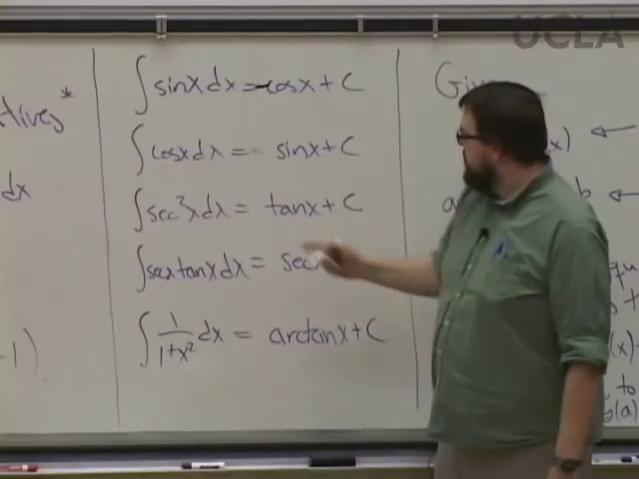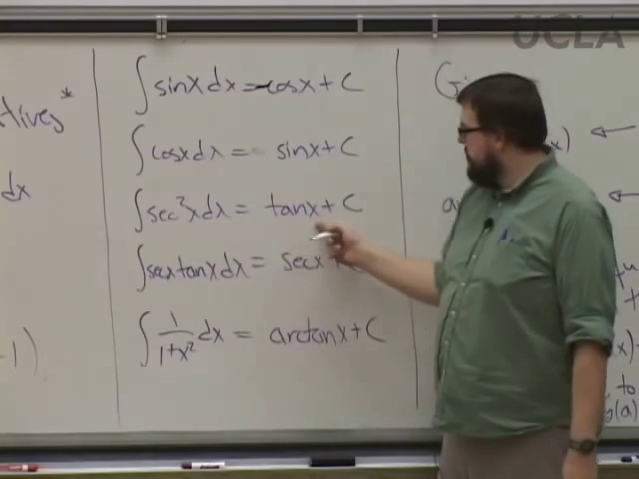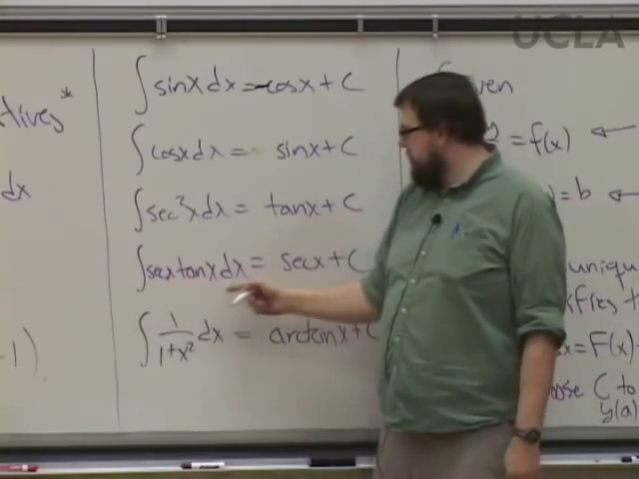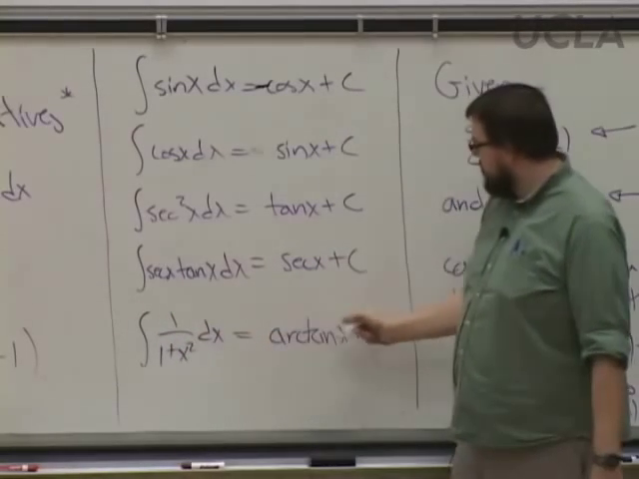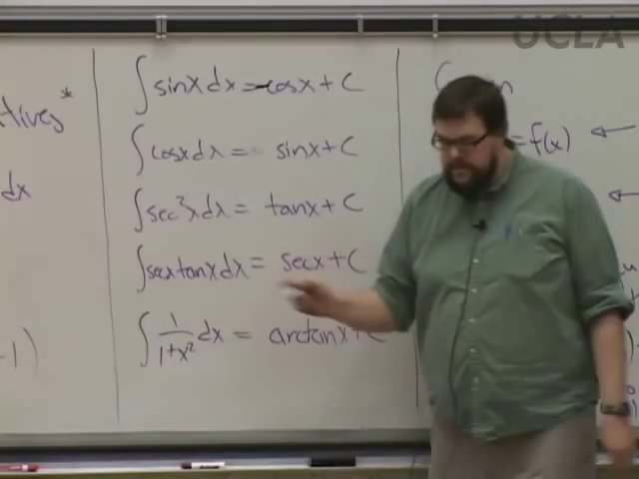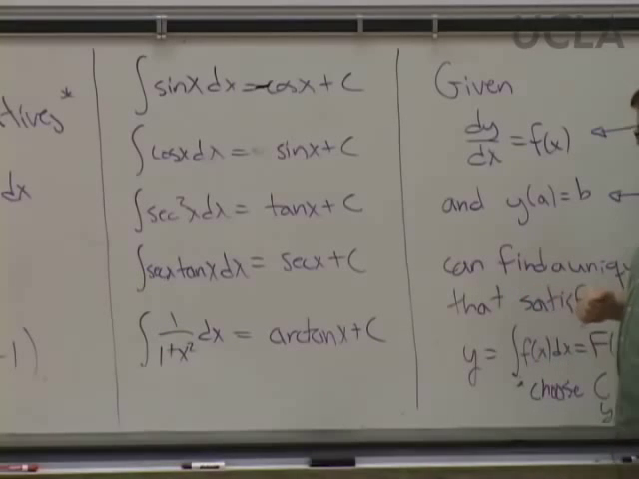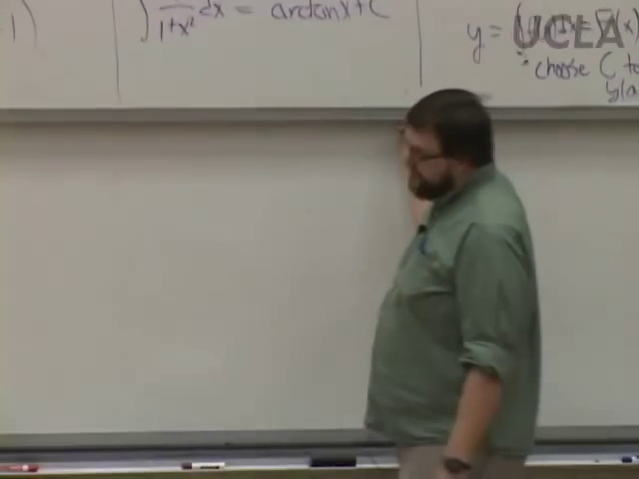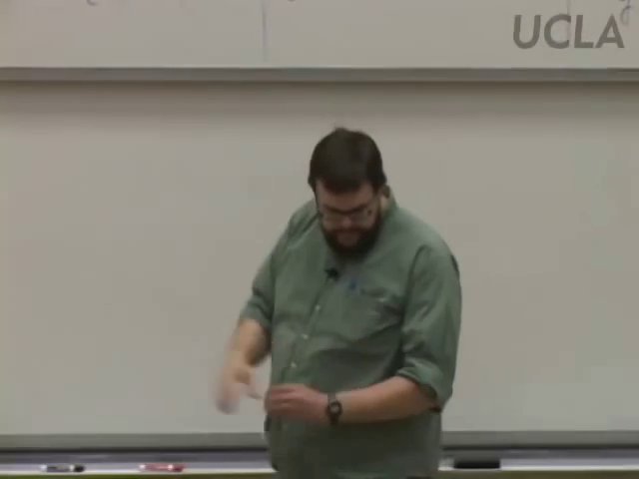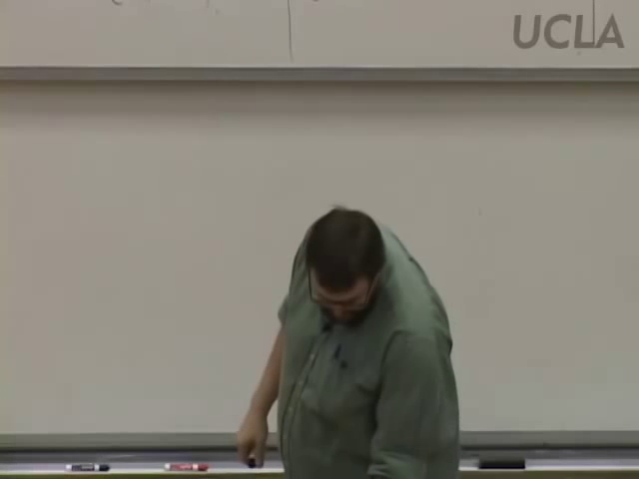Okay. The antiderivative of secant squared is tangent. The antiderivative of secant tangent is secant. The antiderivative of 1 over 1 plus x squared is arctangent. This is a good function to know, by the way. The derivative of arctangent is 1 over 1 plus x squared. All right. So that is what we talked about last time. Let's see. Should we try out a problem?